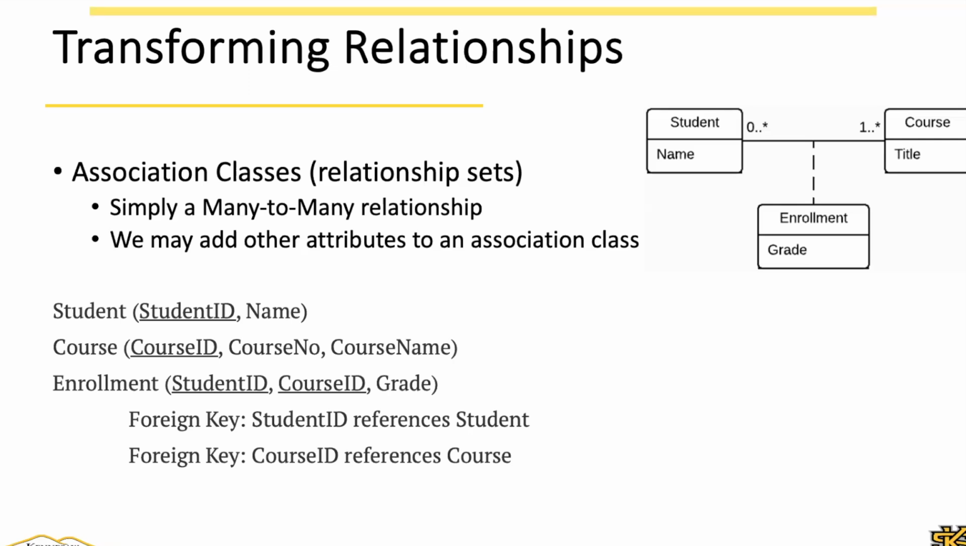For the foreign keys, the student ID in the enrollment table will serve as a foreign key linking the table to the student table, and the course ID in the enrollment table will serve as a foreign key linking the table to the course table. By following this approach, you ensure that the many-to-many relationship is properly broken down into two one-to-many relationships, and it also avoids data redundancy and integrity issues.